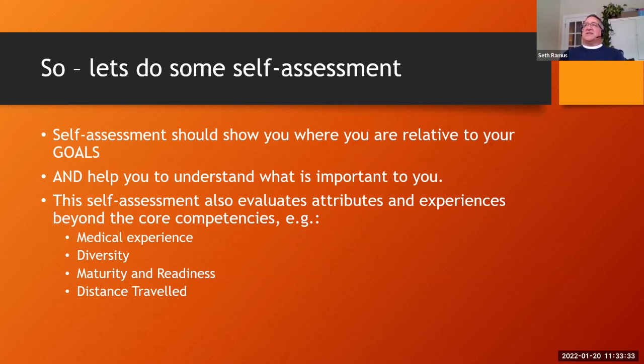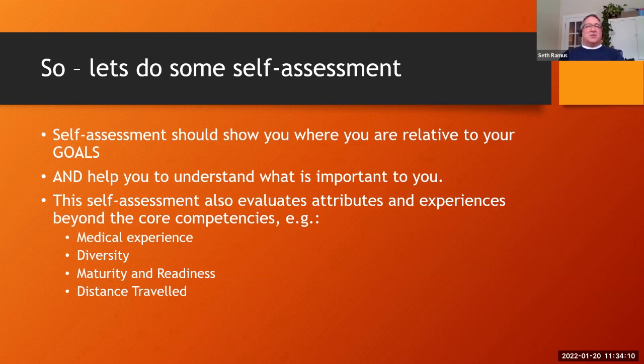So let's turn to the self-assessment. This self-assessment is going to serve a bunch of purposes. First of all, it should show me where you are relative to your goals. If your goal is to get into medical school X, then we can evaluate you relative to that. It's a way of understanding your readiness for medicine. But it can also be an opportunity to look at where your strengths are and where you're spending your time and think about what that's telling you about your values and your interests, okay?